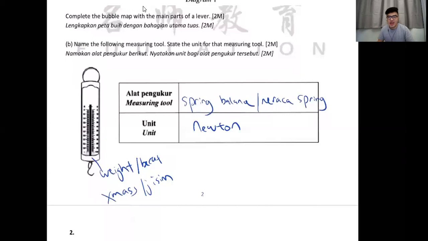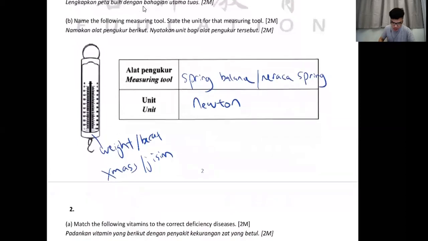Kg is mass. If you use your triple beam balance or your lever balance, neraca tuas and neraca palang, those two are for mass. But your neraca spring is the only one for berat, which is for weight. Don't forget, this is basic Form 1 stuff.